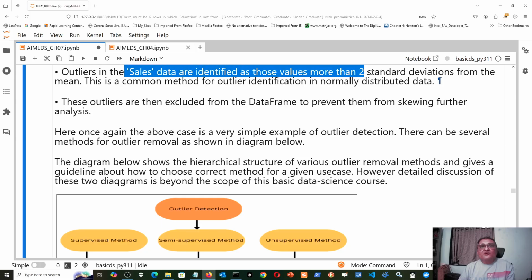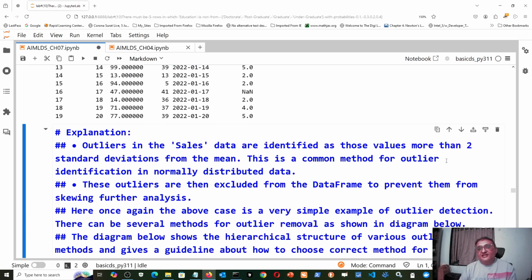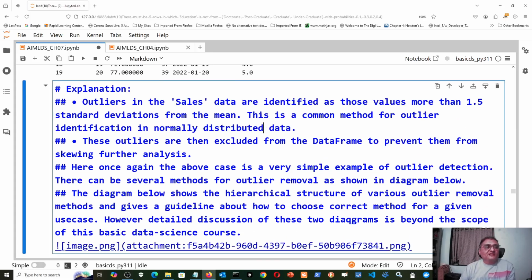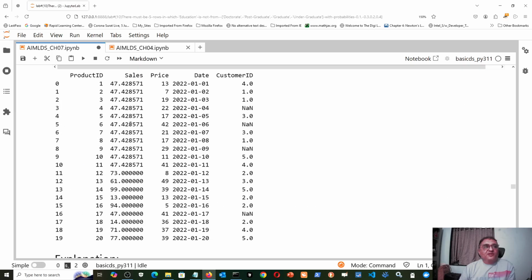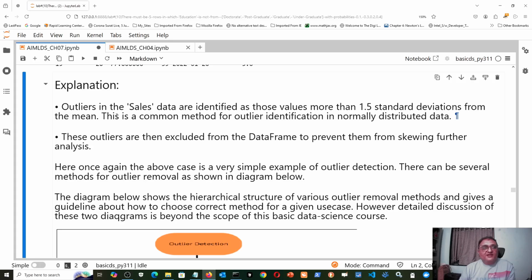So outliers are found as those values which are more than 2 is wrong now, because I said that I changed it to 1.5. That keeps on changing, and that is the discretion of the data scientist. So 1.5 times more than, which are values more than 1.5 times standard deviation from the mean. So now you are understanding: in the previous chapter we introduced the concept of variance and standard deviation. So why are they important?